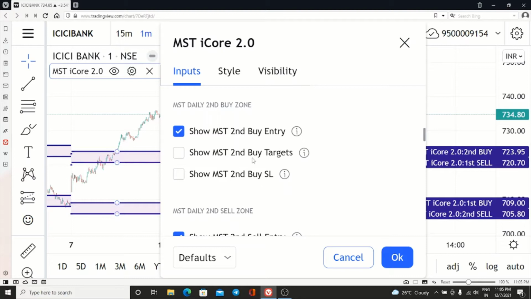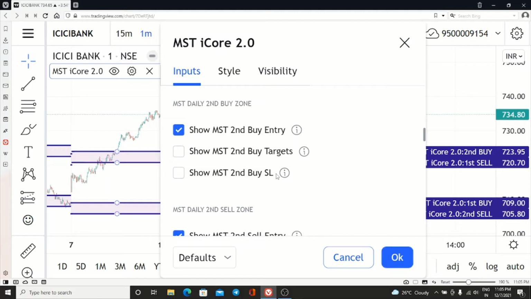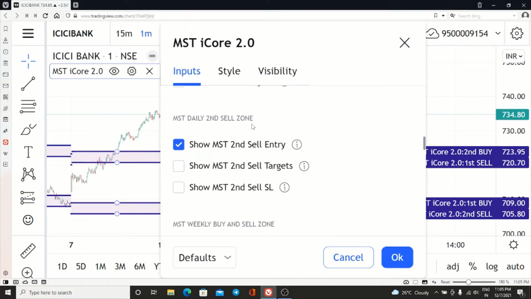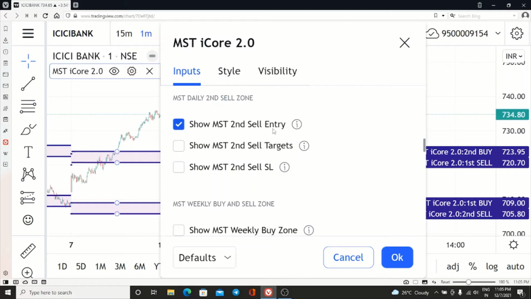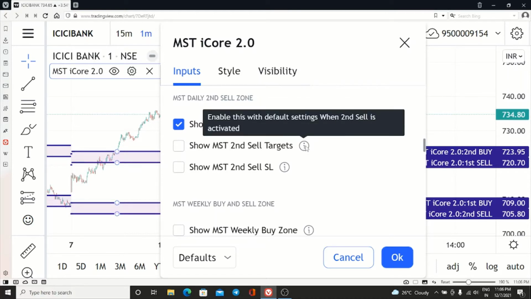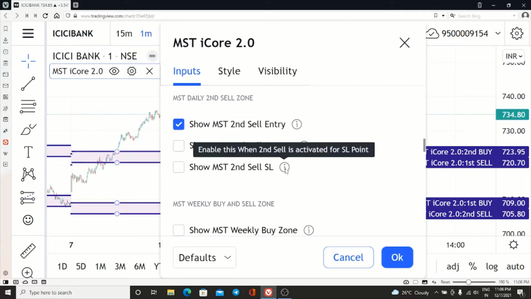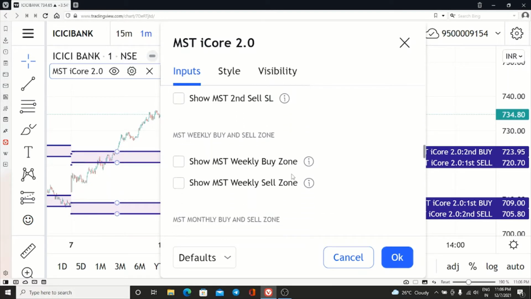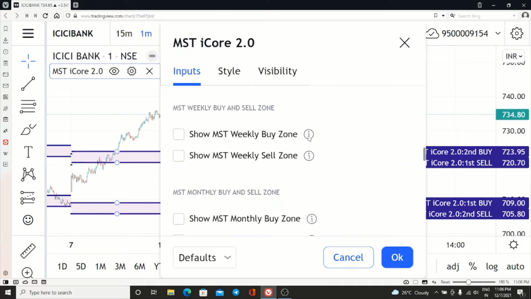Then second buy zone, here we have second buy entry, second buy targets, and second buy SL. Third, we have second sell zone, second sell entry, second sell targets, and second sell SL. So here we have given the information what to do. Enable this with the default setting if first buy SL hit. Enable this with the default setting when second sell is activated. Enable this when second sell is activated for SL point. For each and every entry, we have given a self-explanatory section.